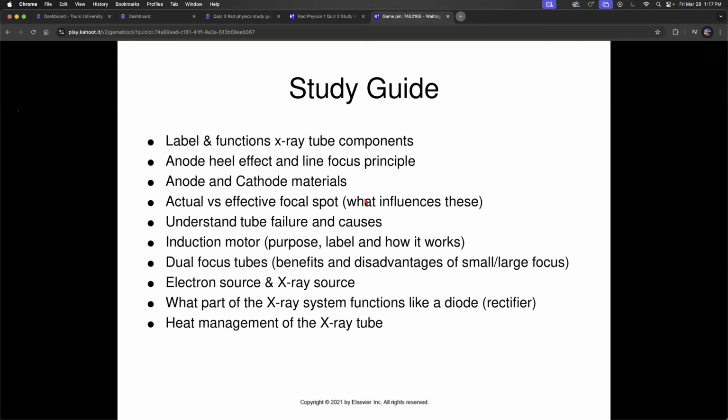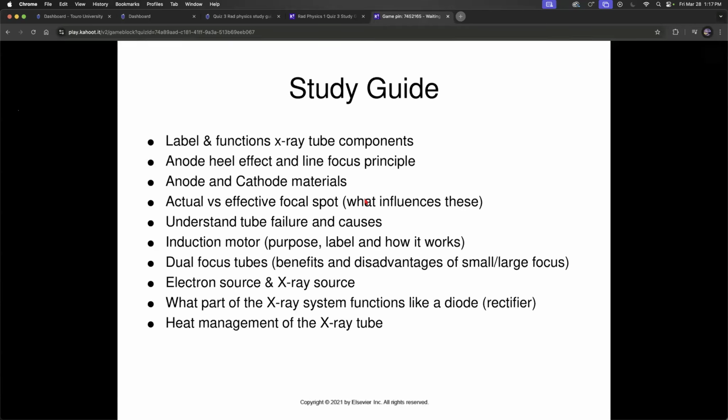So it does act as a rectifier. You could say an X-ray tube is a type of rectifier. What's the other name for a rectifier? I promise this is the last one for you, Layla. A diode. Fantastic. I think you're ready to get a 99% on this quiz.